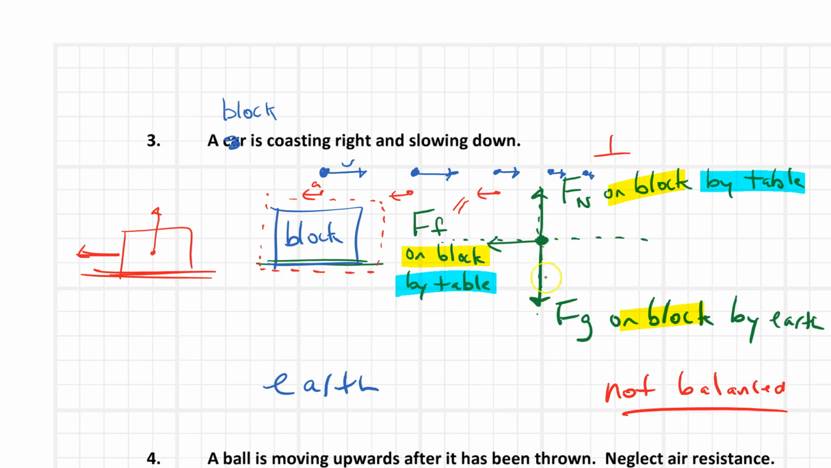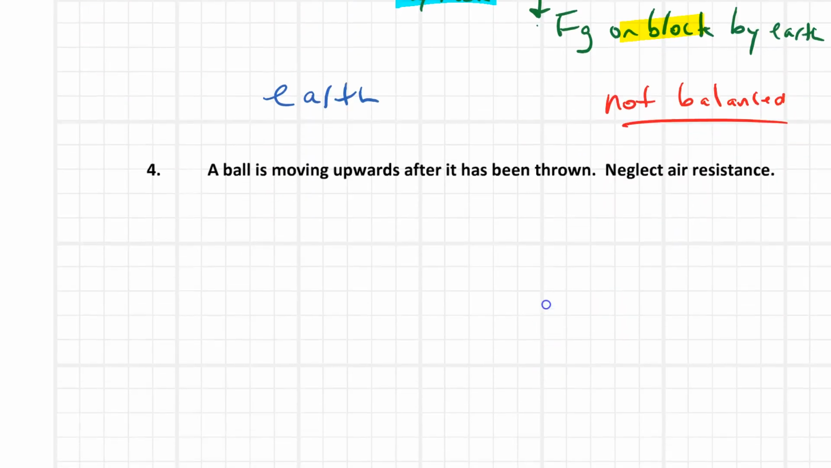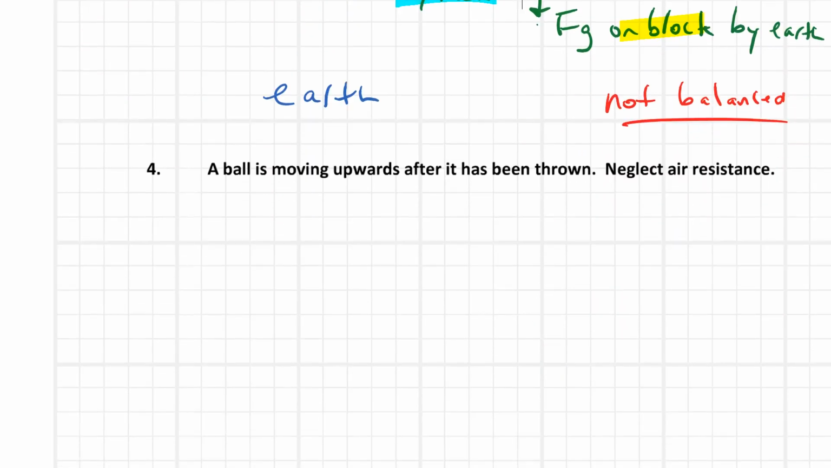There's no acceleration vertically, so these two forces are going to cancel each other out, and we have that other force of friction left. And even though I may have drawn the arrow about the same length, we don't know anything about whether that force of friction is greater or less than either the normal force or the force of gravity. Okay, the next one says a ball is moving upward after it has been thrown.